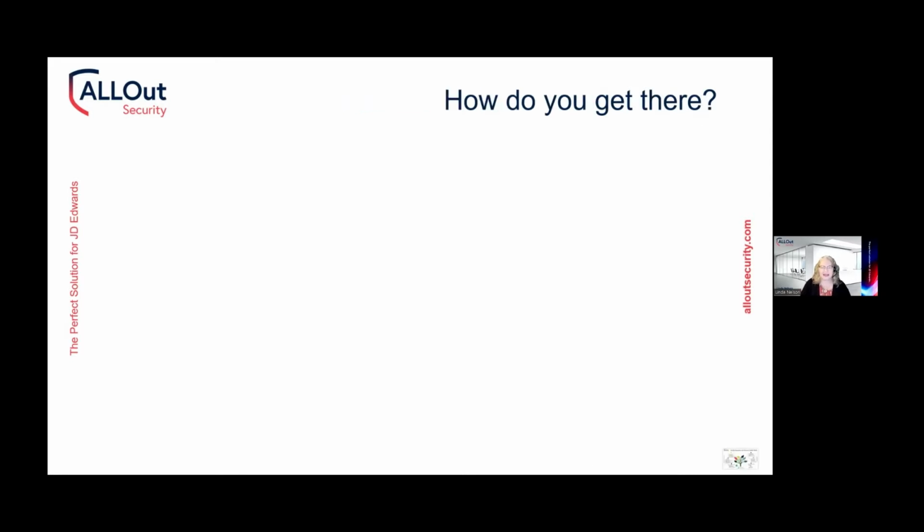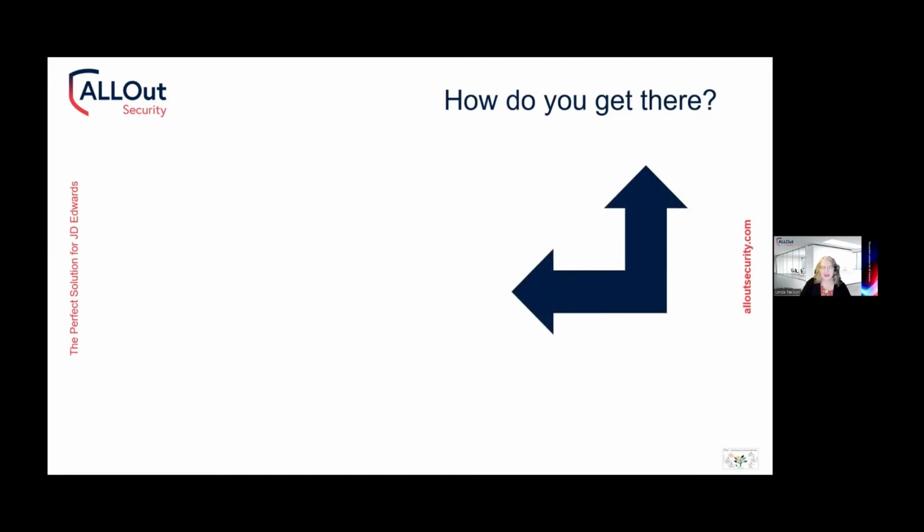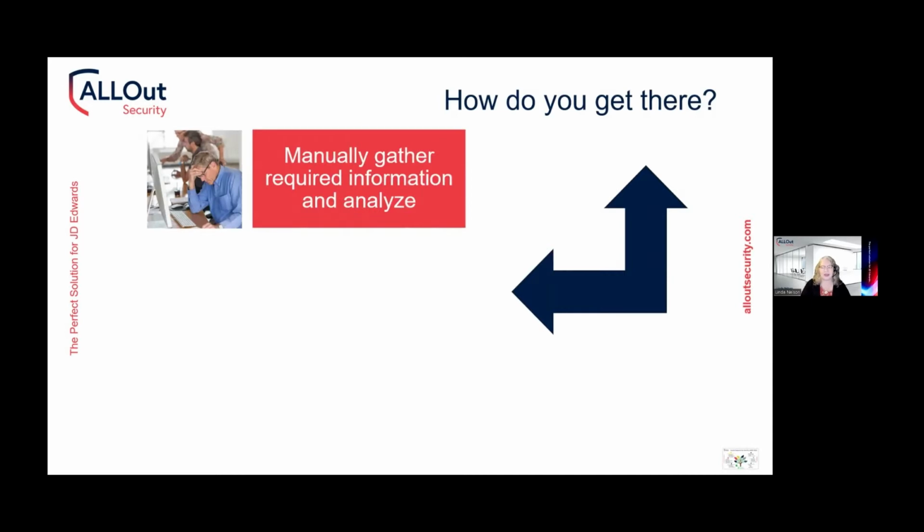So that's the risk assessment, and how do you get there. There are some different steps you can take to do that initial risk assessment. You can manually gather the required information and analyze it. I promise you, I've done that. I did that manually for probably 5 to 7 years before I actually purchased the ALLOut tool to assist me with it. But it can be done.